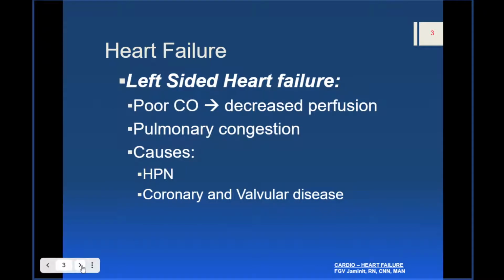When we say left-sided heart failure, the usual problem is poor cardiac output, which leads to decrease in the perfusion of different parts of the body. Okay, specifically with the left side heart failure, the manifestations are usually present on the lungs. Okay, there would be lung manifestation. So there could be presence of pulmonary congestion. Okay, and the possible causes of this would be hypertension and coronary, or at times valvular diseases. Later on, we'll be focusing also on the discussions on the coronary artery and valvular diseases.